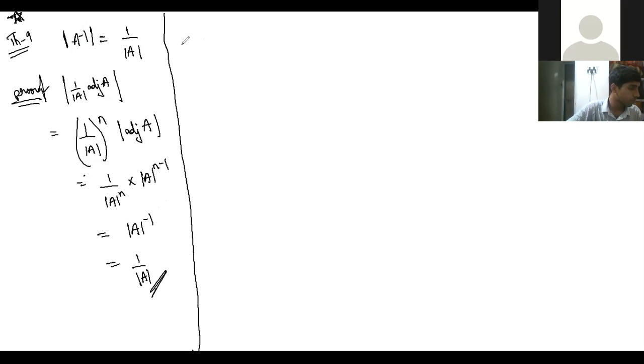Next theorem: k times A whole inverse is equal to 1 by k times A inverse. Very interesting. If you are multiplying a scalar k with a matrix, then if you take the same k out of the entire inverse, it actually becomes 1 by k.